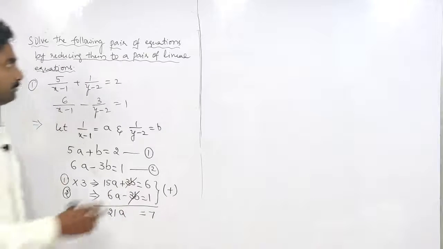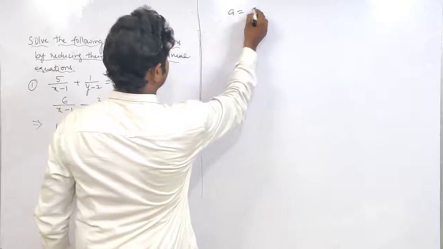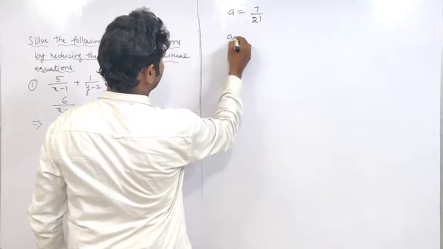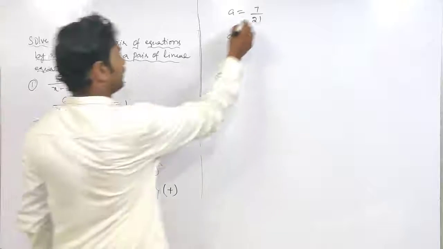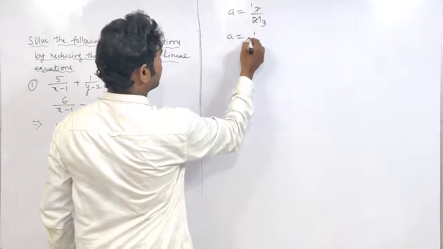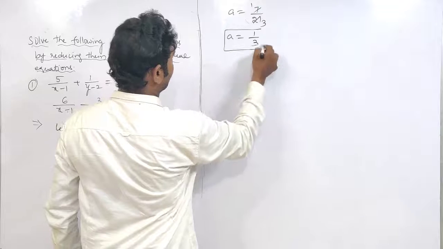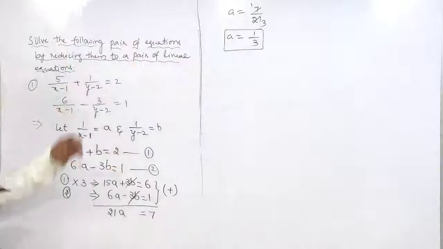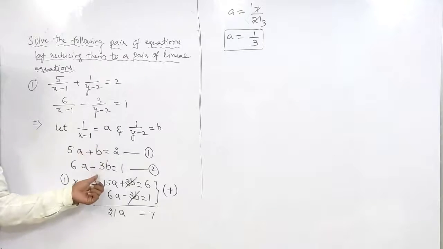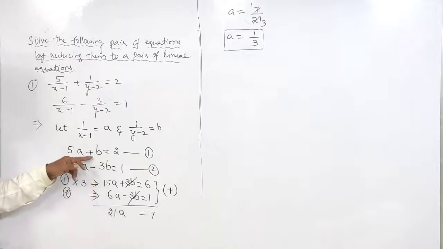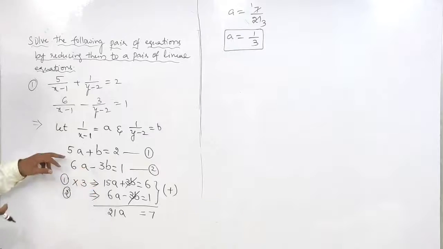a is equal to 7 by 21. 7 ones are 7, 7 threes are 21, gets cancelled. a is equal to 1 by 3. We got one value, a. Now I need to get b also. Now substitute the a value either in the first equation or in the second equation. It's your wish to substitute in the first equation or the second equation. Let us substitute in the first equation.